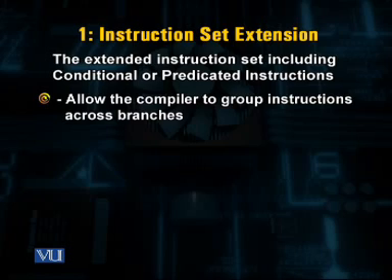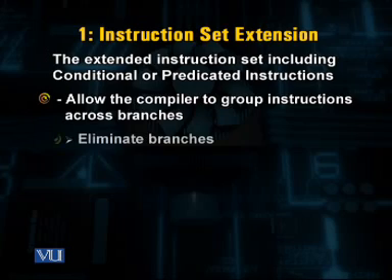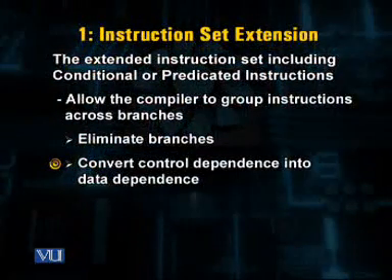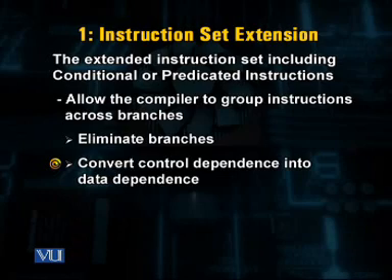Now, these extended instruction sets include conditional or predicated instructions which allow the compiler to group instruction across branches. That is, the instructions across branches are combined in one group. And this results in the elimination of branches, because when more than one instructions in different branches are grouped together, the branches can be eliminated. This extension in the code further helps to convert control dependence into the data dependence.